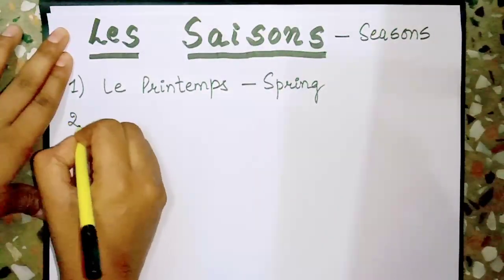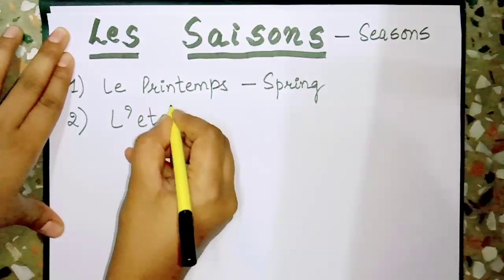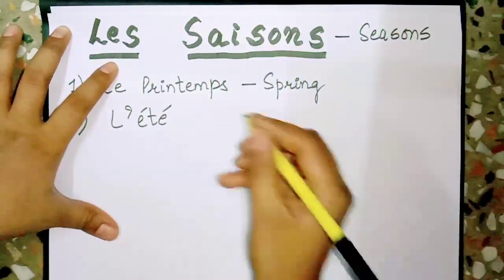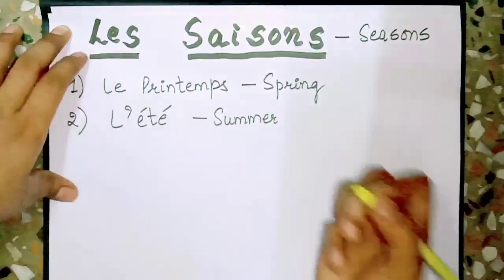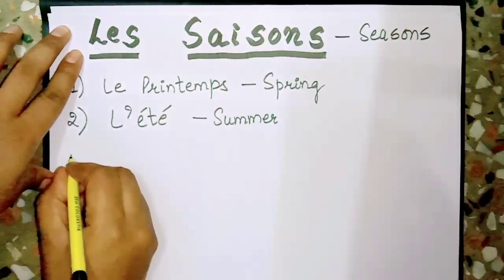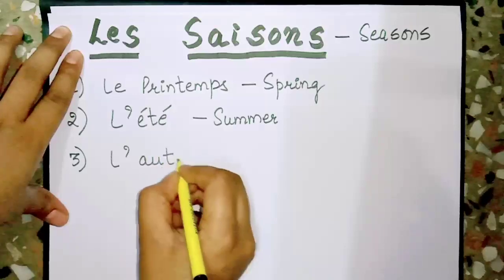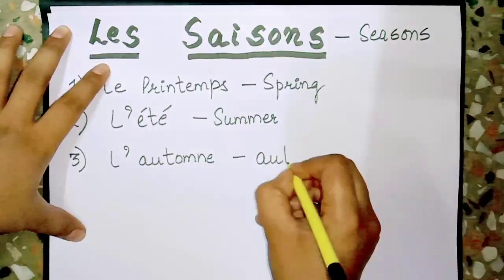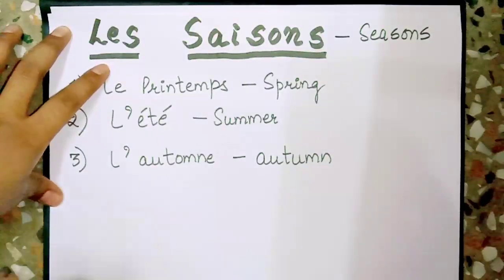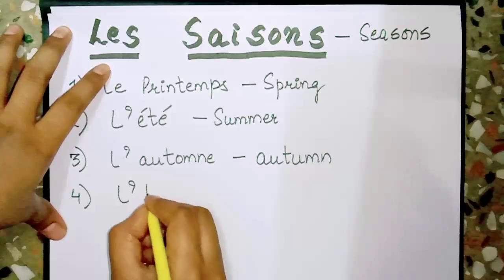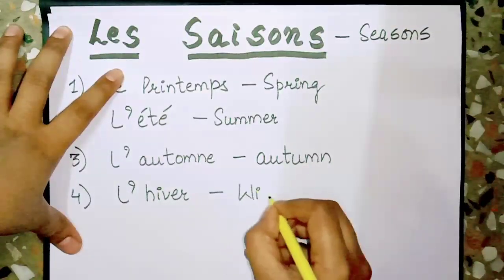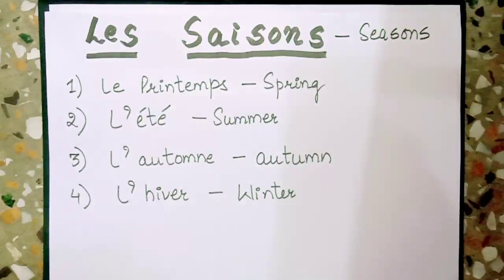Le printemps means spring. Okay. So the next is été. With the article, it's l'été. Okay. It's L apostrophe. L'été means summer. The third one is L apostrophe, because it is beginning with a vowel. So l'automne. L'automne means autumn, right? And the fourth one is again L apostrophe, l'hiver. Say it, l'hiver. What is l'hiver? Winter. Okay, so there are four seasons, right? So le printemps, l'été, l'automne, l'hiver.